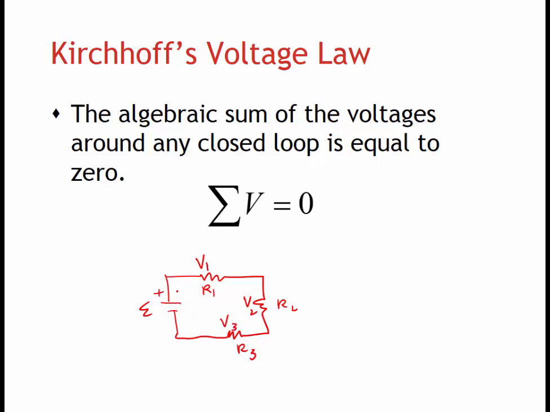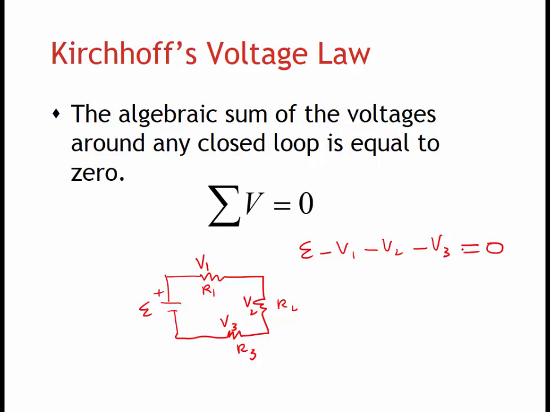It means that if we go around the loop and add all the voltages, it must add up to 0. So E minus V1 minus V2 minus V3 has to add up to 0. So this is the first law. This is called Kirchhoff's voltage law.